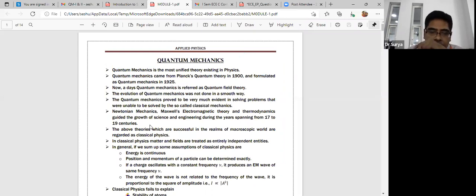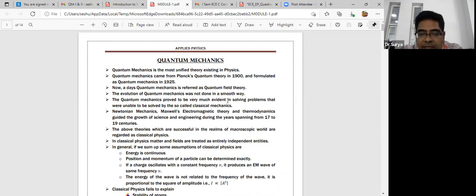See here. You will see the very first part. Newtonian mechanics, Maxwell's electromagnetic theory, and thermodynamics guided the growth of science and engineering during the years spanning from the 17th to 19th centuries. The above theories, which are successful in the realms of the macroscopic world, are regarded as classical physics. In classical physics, matter and fields are treated as entirely independent entities.